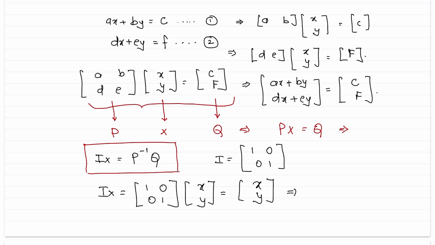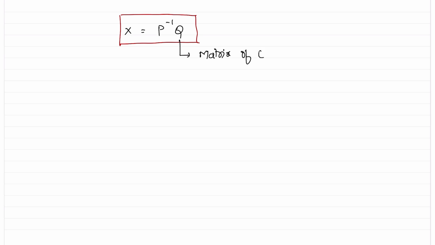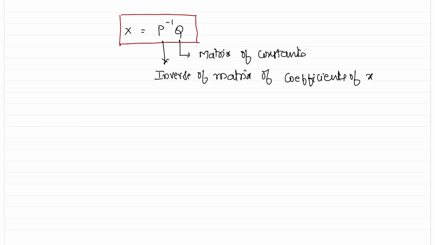That implies X is equal to P inverse Q. This is the most important formula, where Q is the right hand side matrix of constants, and P inverse is the inverse of the matrix of coefficients of x and y.